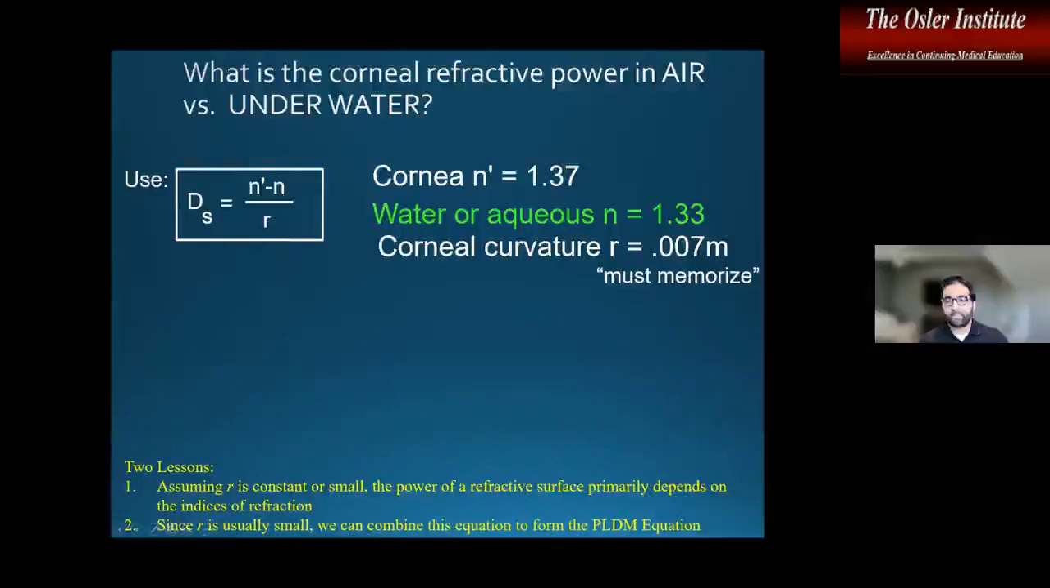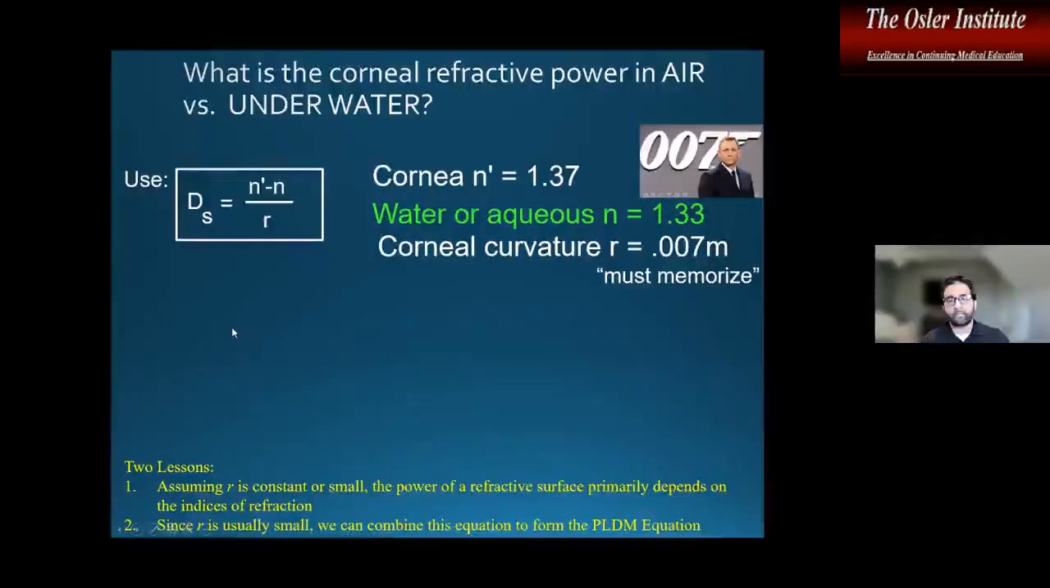Now you can see, those of you who are fans of Her Majesty's Secret Service's most famous spy know that that is the agent number 007. So you can use that to remember that the corneal curvature that's used in the equation, by and large, is going to be 007 in terms of its millimeters.